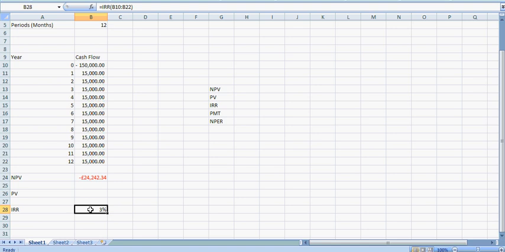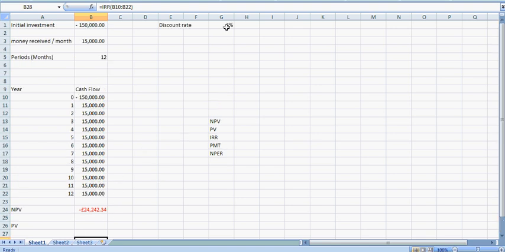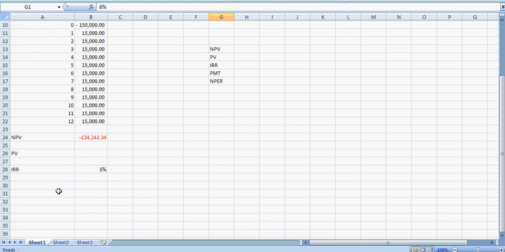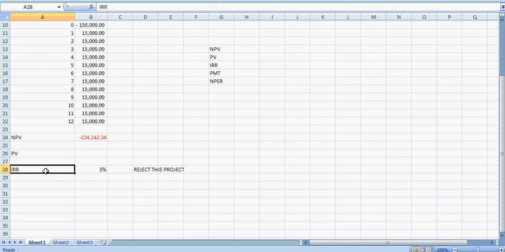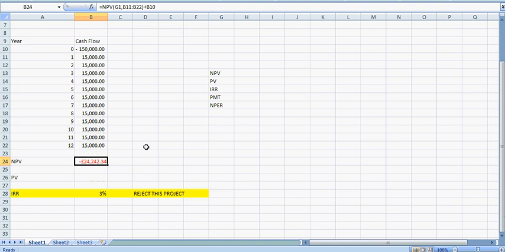Looking at the number, since 3% is less than 6%, which is the discount rate we have been given, we will reject this project. If IRR is higher than the discount rate, we would have accepted it, because it would have meant that we won't get a negative net present value. We would have got a positive net present value.